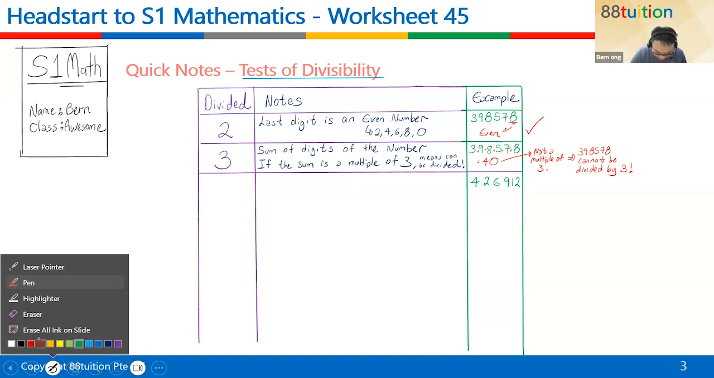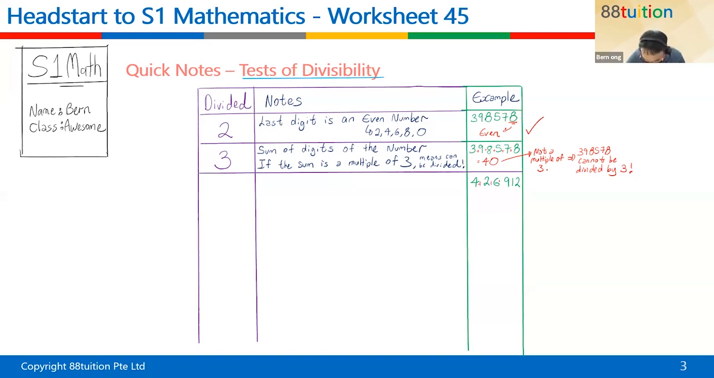Instead of using your calculator, because sometimes we cannot use the calculator, let's try to add up the digits. So 4 plus 2 is 6. 6 plus 6 is 12. 12 plus 9 is 21. 21 plus 1, 22, 23, 24. The sum will give you 24. And 24 is a multiple of 3. So it means that this 426,912 can be divided by 3.